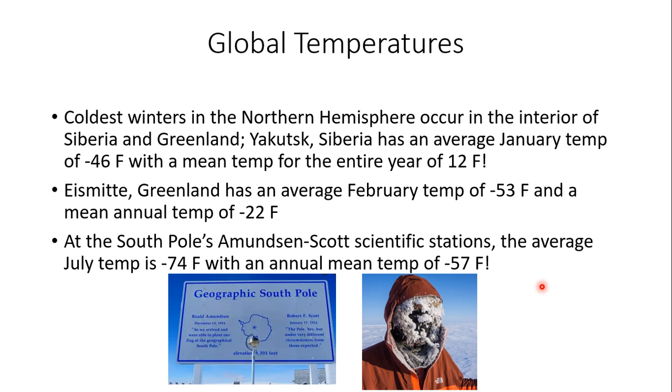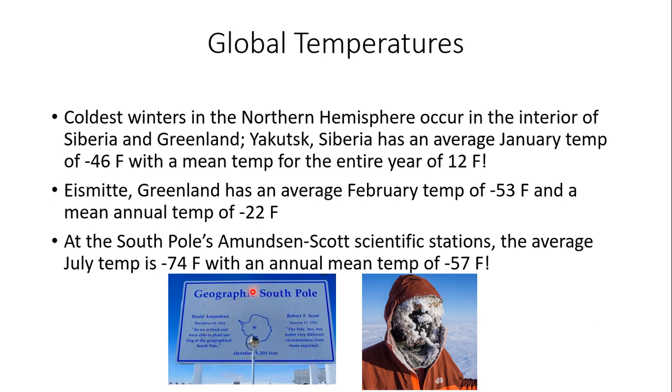Now at the South Pole, you see some of the most extreme cold anywhere on Earth. At the Amundsen-Scott Scientific Station, where they do a lot of research, the average July temperature is negative 74 degrees Fahrenheit, with an annual mean temperature of negative 57 degrees Fahrenheit. Just astounding cold. Here is a sign there at the South Pole.